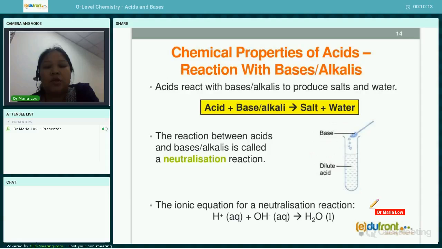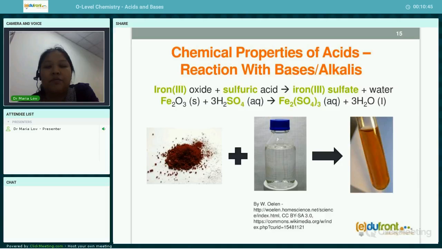And if we talk about the ionic equation for a neutralization reaction, it is always written as H+ ions plus OH- ions giving you water. The H+ ions come from the acid, the OH- ions come from the alkali, and your product in the ionic equation is water. So let's take a look at it.